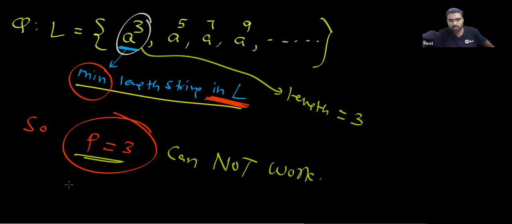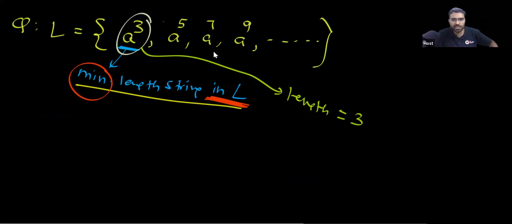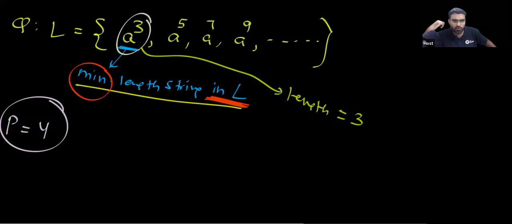Yes or no? So start checking from 4. Start with p equal to 4. Do you agree with me? Now let's start with p equal to 4. If I take p equal to 4, what are the candidate strings? I am checking p equal to 4. You tell me my candidate strings.